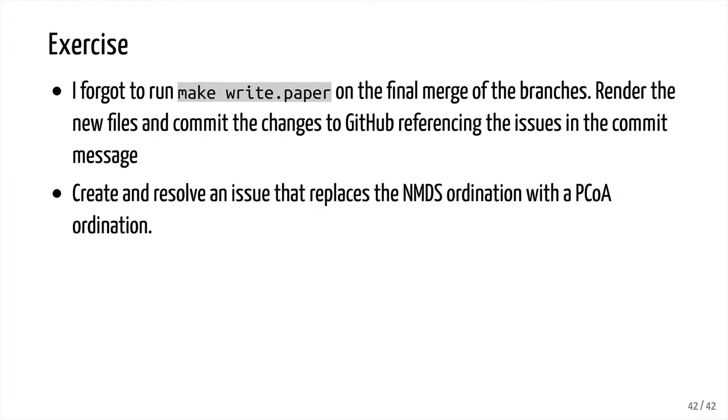So two exercises. One of them I already did for us was to run make write.paper on the final merge of the branches. What I'd like you to do as an exercise is to create and resolve an issue that replaces the NMDS ordination with the PCOA ordination. So you'll make an issue in GitHub to replace NMDS with PCOA. You'll have to modify a few different files. You'll have to run make write.paper to update all of that.